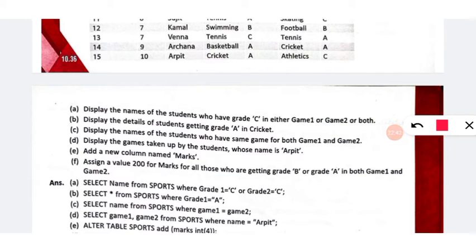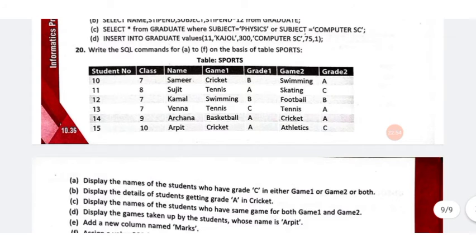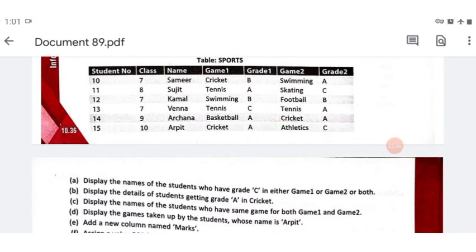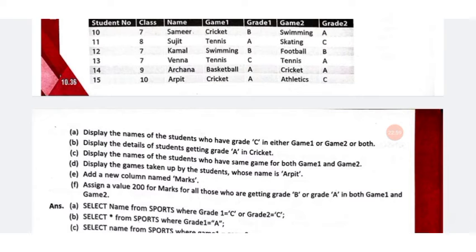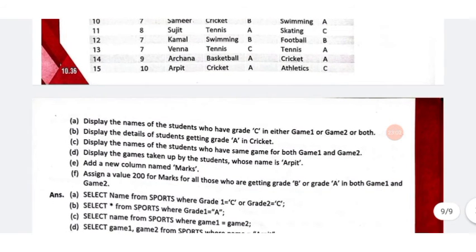Select name from sports where grade 1 equal to C or grade 2 equal to C, because we have to compare only the two columns, grade 1 and grade 2. So grade 1 equal to C or grade 2 equal to C.